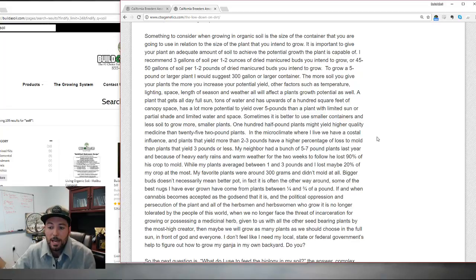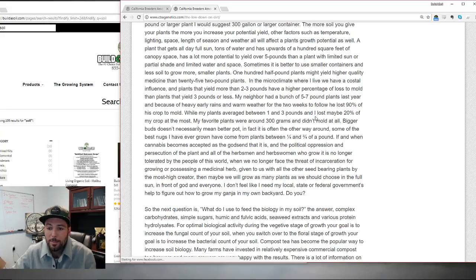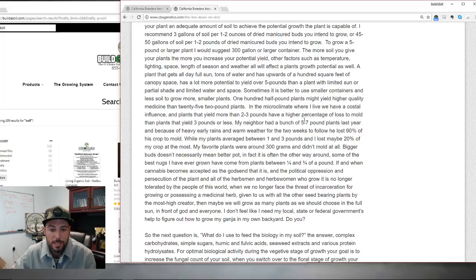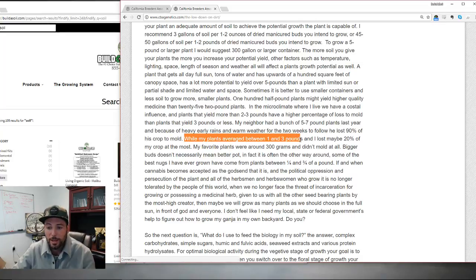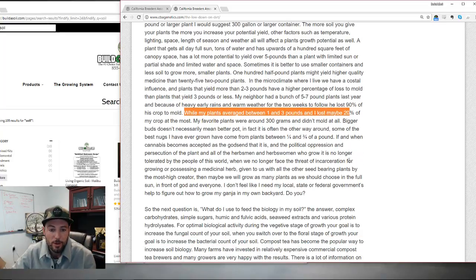In the microclimate where I live, we have a coastal influence, and plants that yield more than 2 to 3 pounds have a higher percentage of loss to mold than plants that yield 3 pounds or less. My neighbor had a bunch of 5 to 7 pound plants last year, and because of heavy early rains and warm weather for the 2 weeks to follow, he lost 90% of his crop to mold. I'd imagine the other 10 was probably crap too. While my plants averaged between 1 and 3 pounds, and I lost maybe 20% of my crop at most.